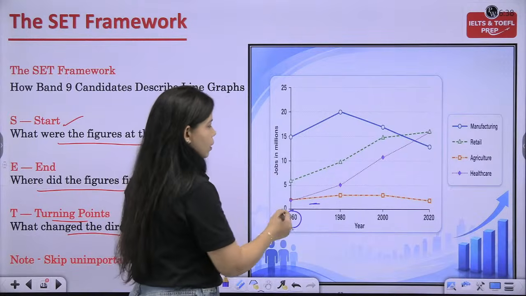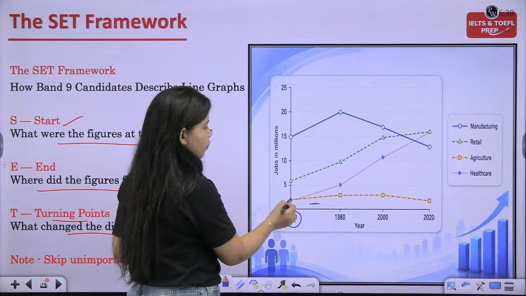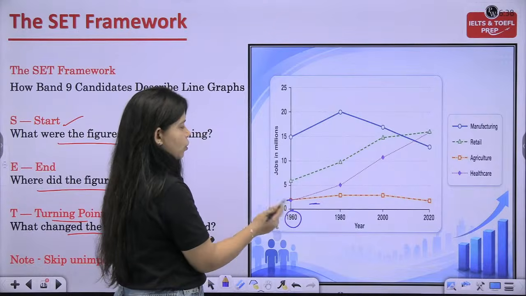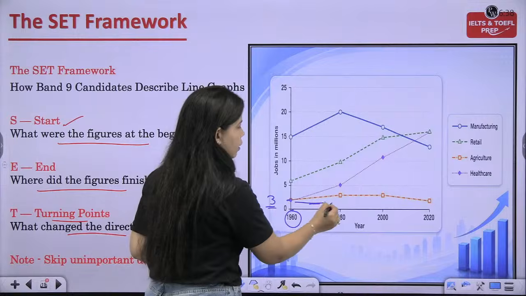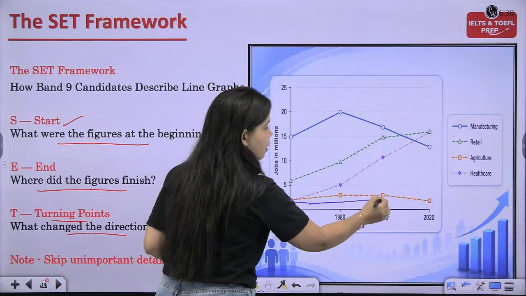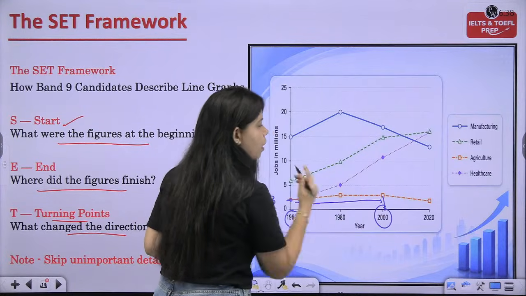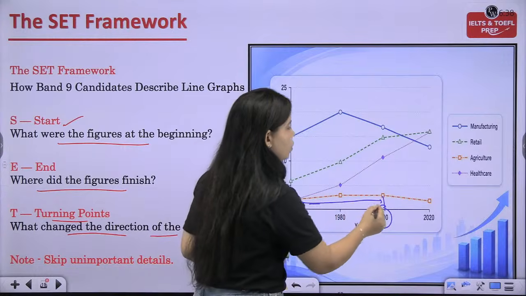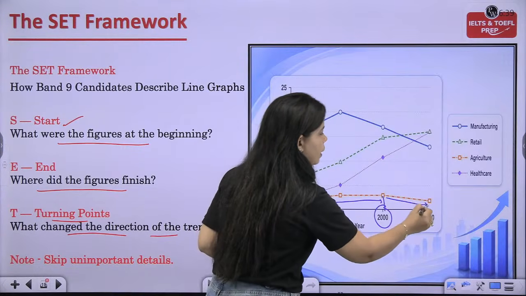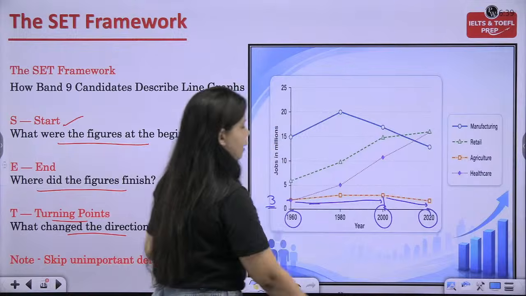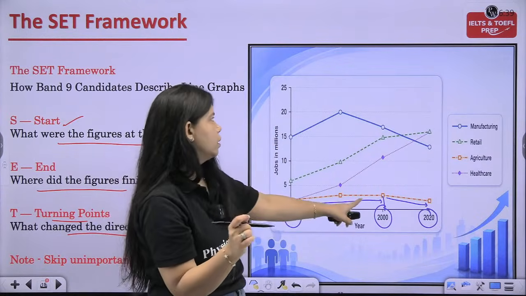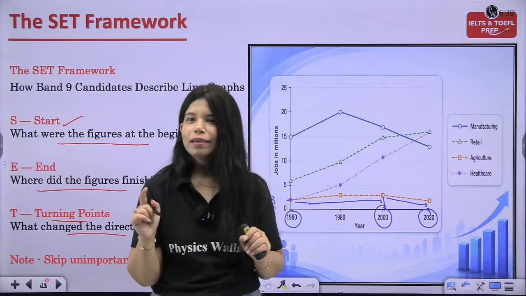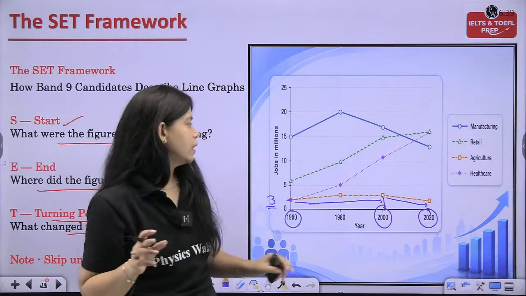After that, so in the first year, if you see the orange line here, it was just about 3 million jobs and then it remained stable until 2000. After 2000, the curve is changing again. It's declining slightly and ending at 2020. So these are the 3 years we will take in the case of agriculture.